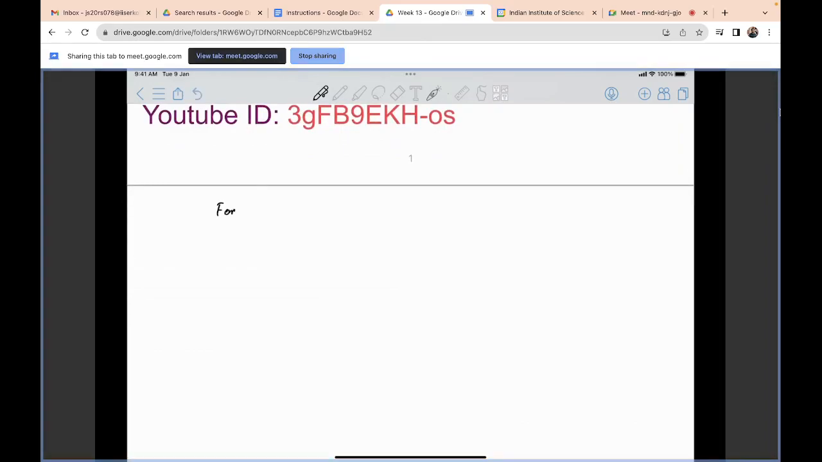So for A bigger than 0, dA is a linear operator from L2 of R to L2 of R. How is it defined? dA of f of x is 1 by square root A f of x by A.